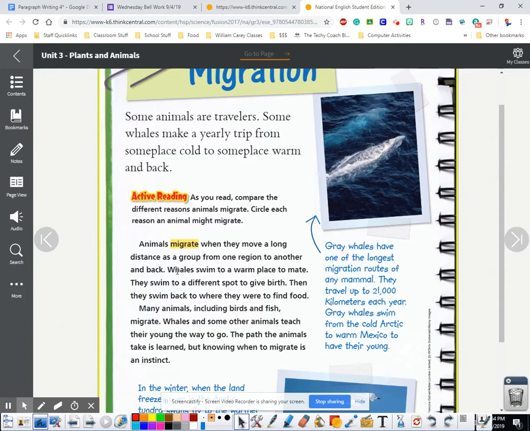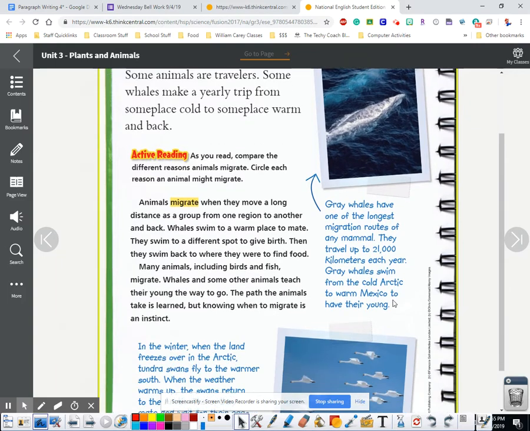Many animals, including birds and fish, migrate. Whales and some other animals teach their young the way to go. The path that animals take is learned, but knowing when to migrate is an instinct. So they learned where to go, but they know they need to go somewhere as an instinct. Gray whales have one of the longest migration routes of any mammal. They travel up to 21,000 kilometers each year. Gray whales swim from the cold Arctic to the warm Mexico to have their young.